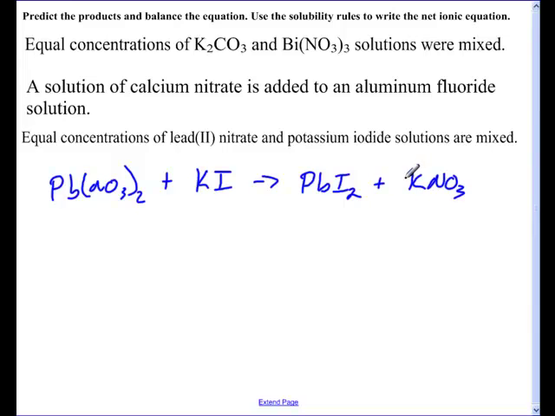And then we're going to go ahead and balance this. Okay? So now you've got that. Which of the two is our precipitate? Well, there's a nitrate, and there's a group 1 metal, so that's not going to be a precipitate. So we're going to get a precipitate right here. Okay? So now I'm just going to write the net ionic equation, including the ions that are involved.